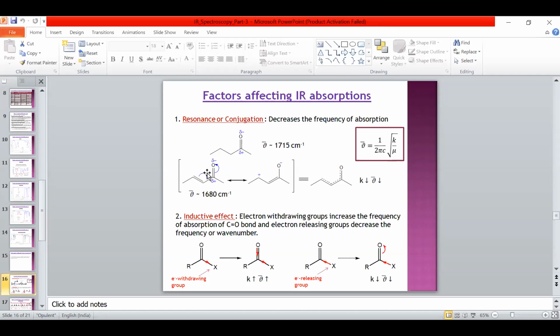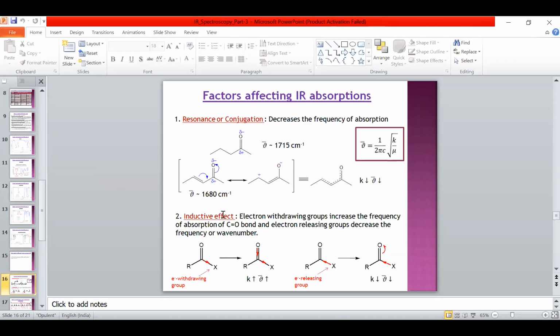So any factor which leads to pushing the double bond towards the single bond will decrease the wave number, that is the signal at which the spectrum was giving you the absorption of this band. For example, the absorption of an unconjugated carbonyl compound was appearing at 1715 centimeter inverse, but after conjugation, because the strength of the bond has decreased, its signal appears at a lower value, that is 1680 centimeter inverse. Okay, so this was the effect of resonance or an extended conjugation on the IR frequency of the band.